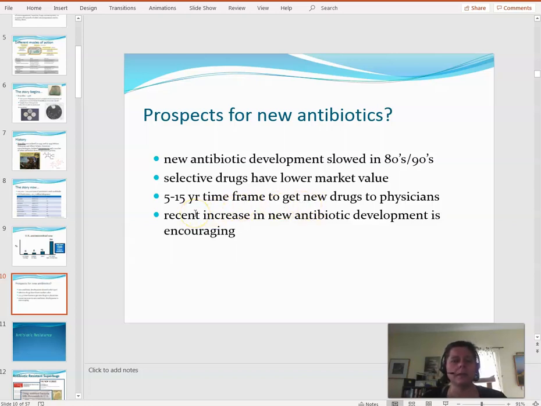And there's been some recent encouragement to try to do more antibiotic development, because we are running on to what's our last classes of antibiotics that still work. We're running out of antibiotics that we know.